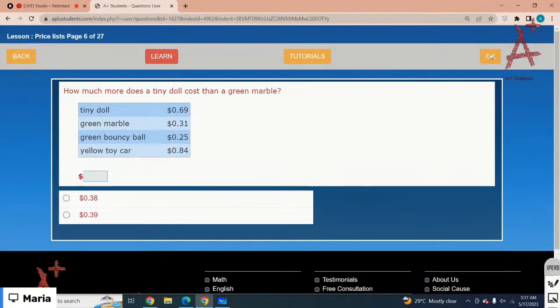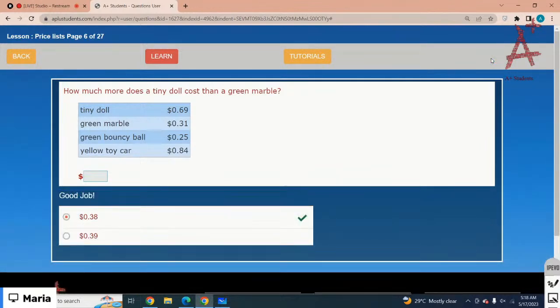Okay, how much more does a tiny doll cost than a green marble? Tiny doll costs 0.69 and green marble costs 0.31. So just subtract both the values, it would be 0.38. Got it? That means it costs 0.38 more than the green marble.